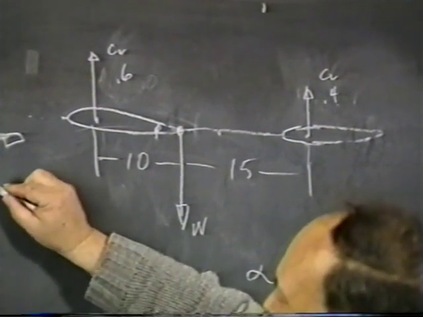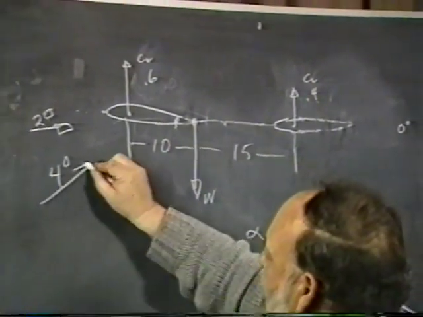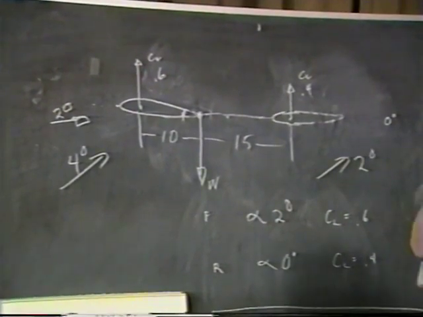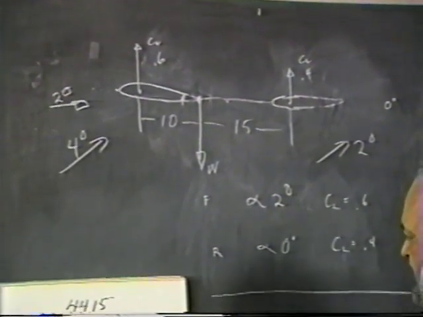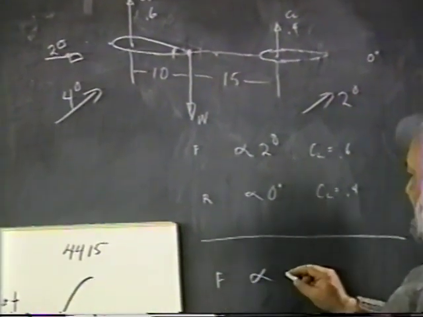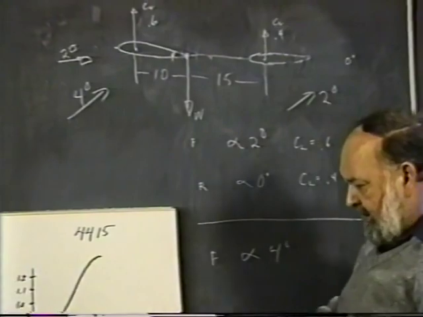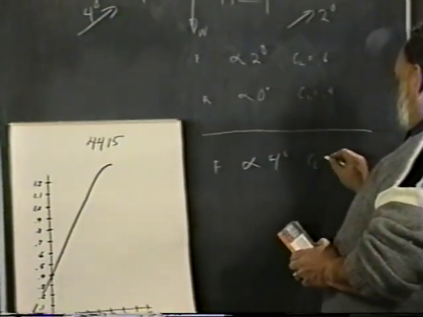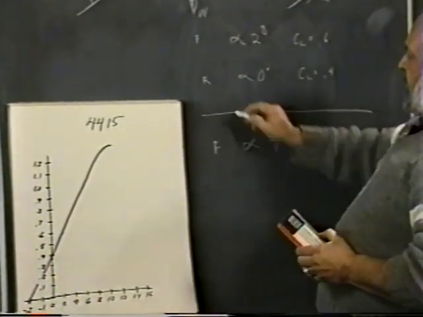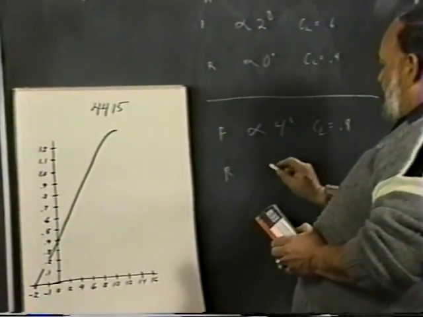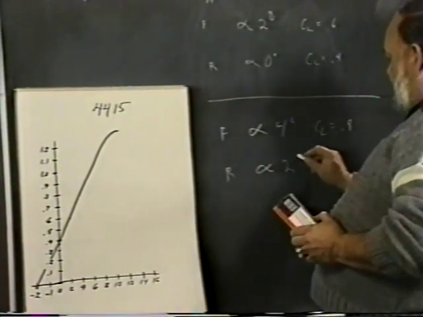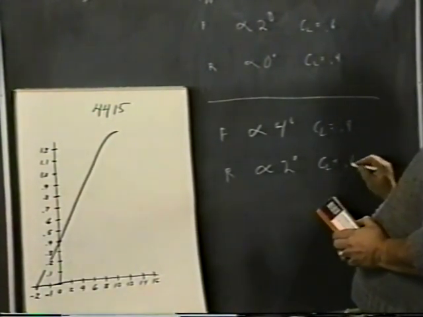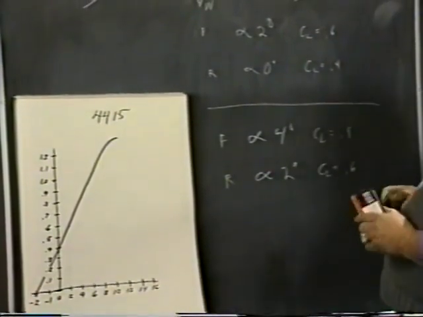And we now go to 4 degrees angle of attack here and 2 degrees angle of attack in the rear. Well, what is that going to mean? That means for the front section, the alpha now will be 4 degrees. At 4 degrees here, our CL is 0.8. On the rear wing, we're going to have an alpha of 2 degrees. And of course, 2 degrees will develop us a CL of 0.6. Well, now you see what happens.